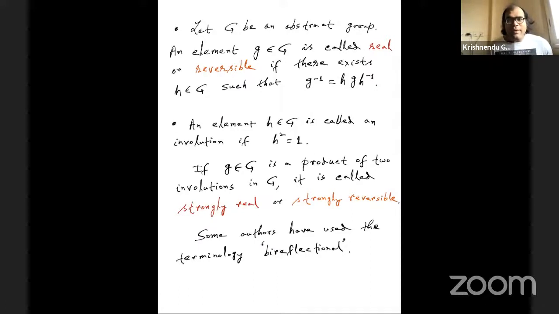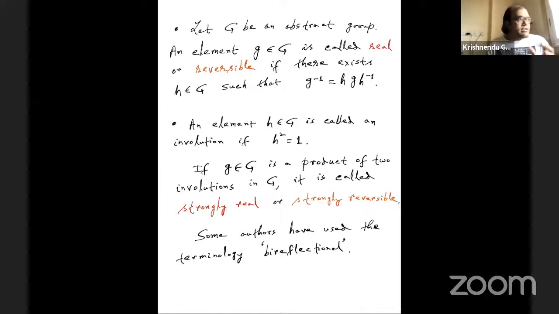So you start with an abstract group G. Then an element g is called real or reversible if there exists an h in G such that g and g inverse are conjugate by h. So essentially, if in a group G an element is conjugate to its inverse, we call it real or reversible. And if an element is of order 2, it is called an involution. And if an element is a product of two involutions in G, it is called strongly real or strongly reversible.